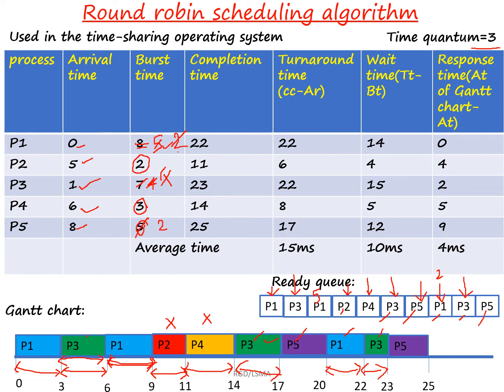Next you can call the P5 process to the CPU for scheduling, and you have 2 units to complete the execution of the P5 process.